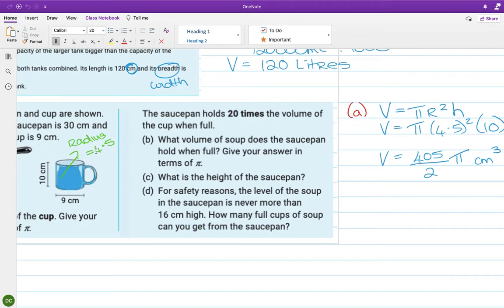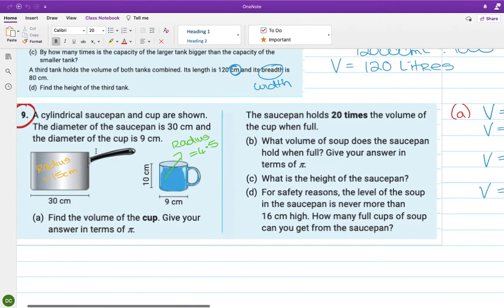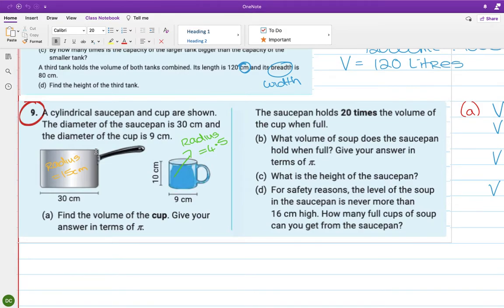If you didn't like the fraction, you could do 202.5 pi centimeters cubed. So that's just either expressed as a fraction or as a decimal, but you have to keep the pi because the question says in terms of pi.